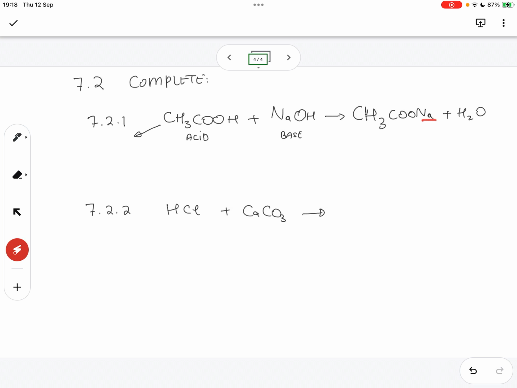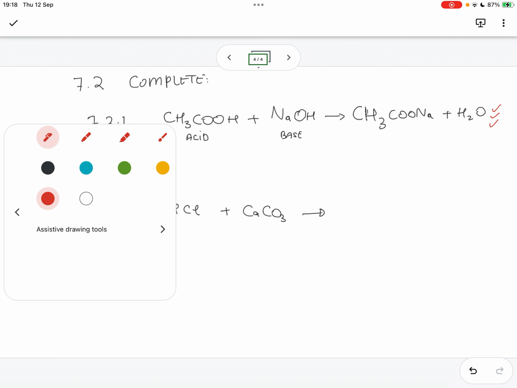So when we check for balance, we've got 1 sodium on either side. We've got 1, 2, 3, 4, 5 hydrogens on the right, and 1, 2, 3, 4, 5 hydrogens on the left. So the hydrogens balance. And then we've got 2 carbons on the right and 2 carbons on the left. So this one would be marked as 3 marks. When you balance it, you'll get 3 marks like that.